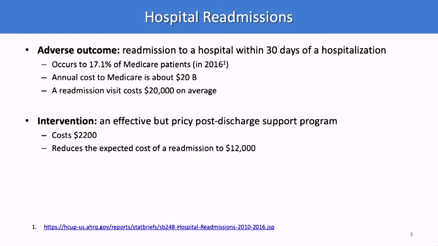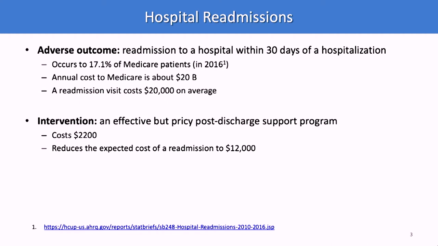Now, let's say there is a telehealth solution or some solution. It could even be follow-up phone calls. But let's say there is a very pricey but effective solution. It costs about $200 per patient, but it can actually reduce the expected cost of a readmission from $20,000 to $12,000. So then the whole question becomes, how should I use it?